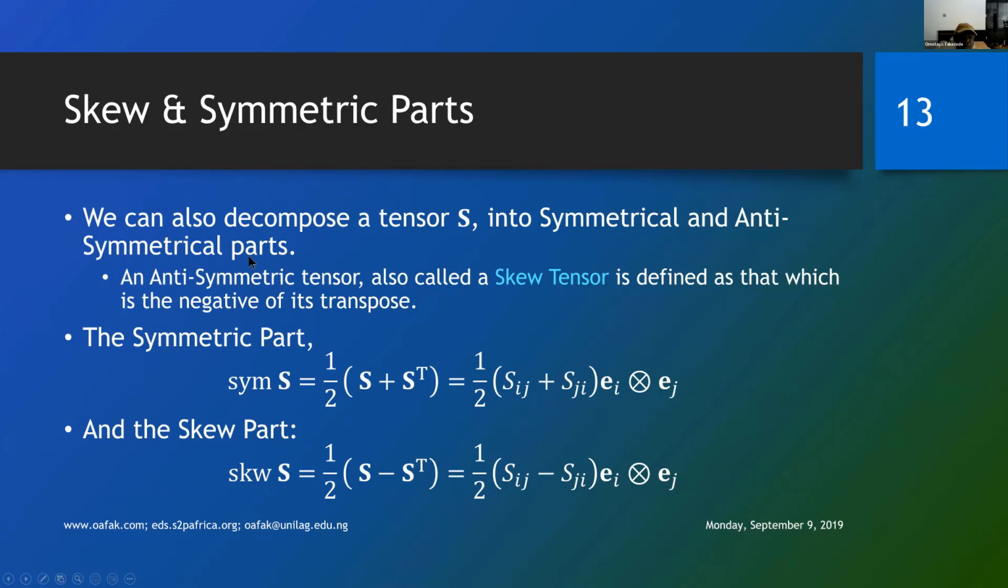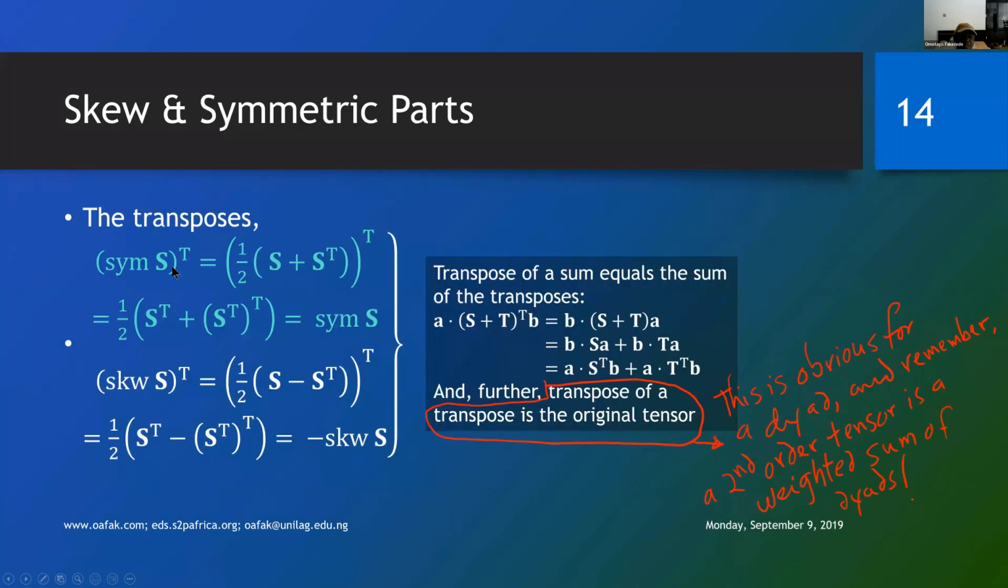So, the transpose of the symmetric part: if a tensor is symmetric, its transpose will be the same. But the transpose of the skew part is the negative of the skew part. So, the transpose of a sum is equal to the sum of transposes. That is the proof that is taken here. Okay.